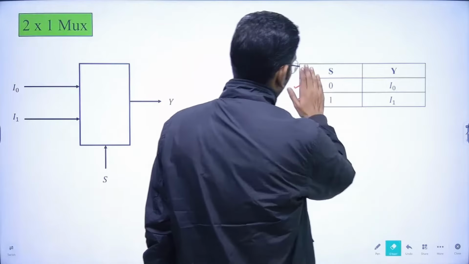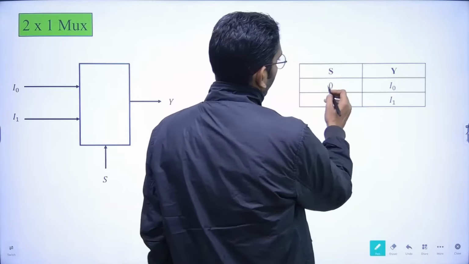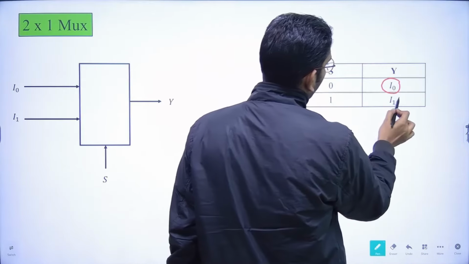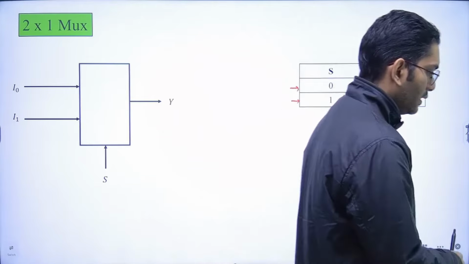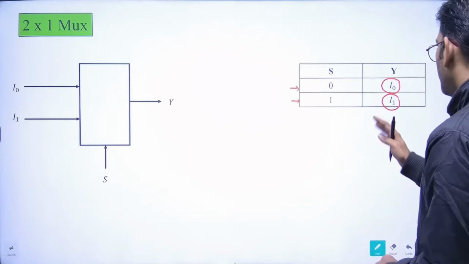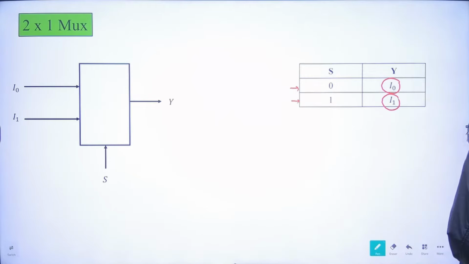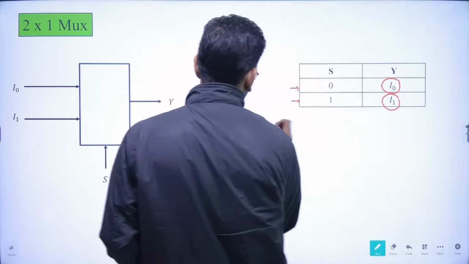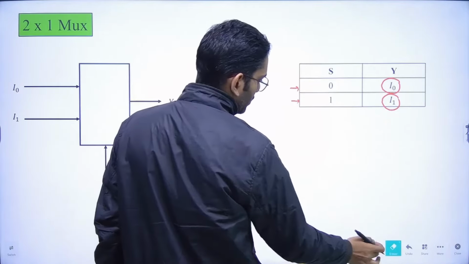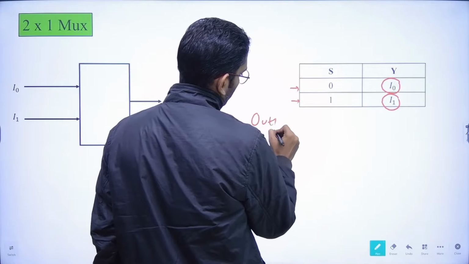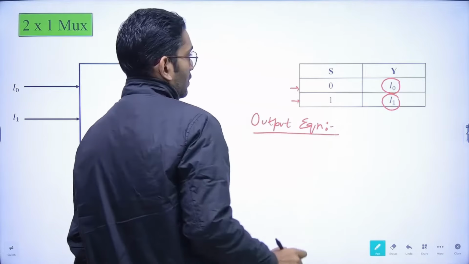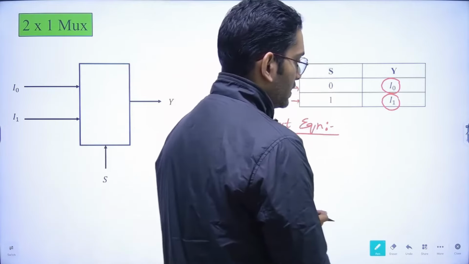This is also written over here. When S is 0, in the output we would get I0, and when S is 1, we would get I1 in the output. Now, based on this particular table, we can write down our output equation also.